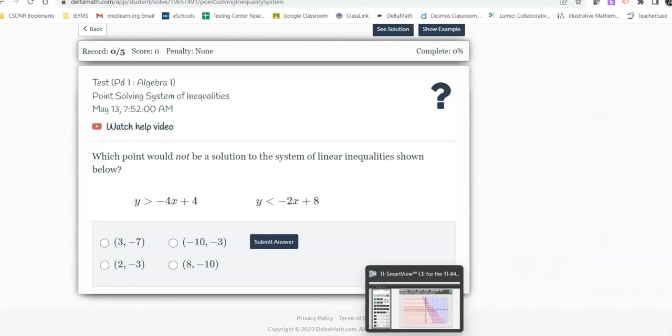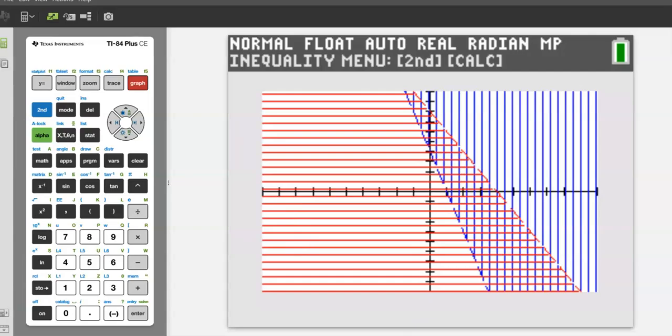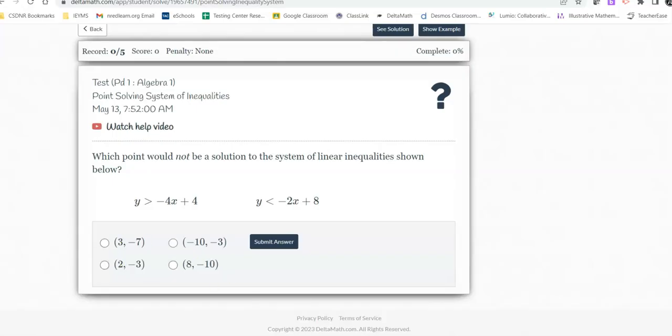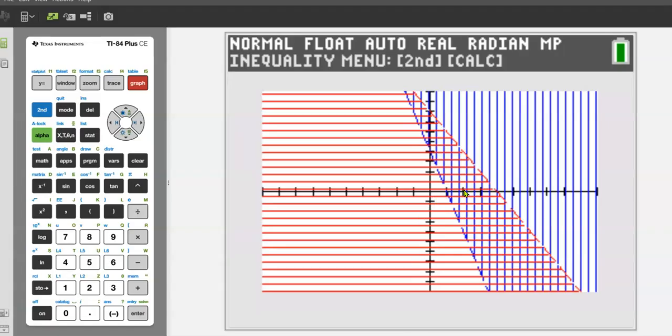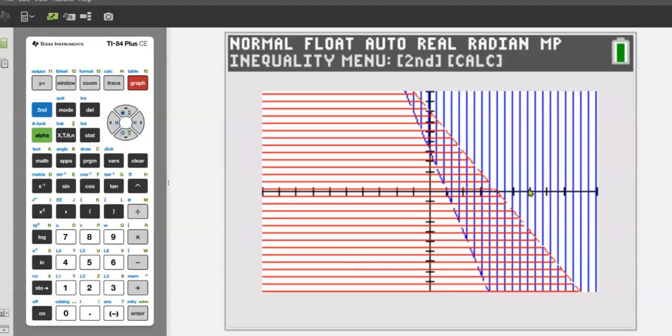Negative 10, negative 3 is way over here, so no. 2, negative 3. Here's 2. 1, 2, 3. I'm not really sure. It might be on this boundary line. And then 8, negative 10. So 8, 3, 4, 5, 6, 7, 8, and down 10.